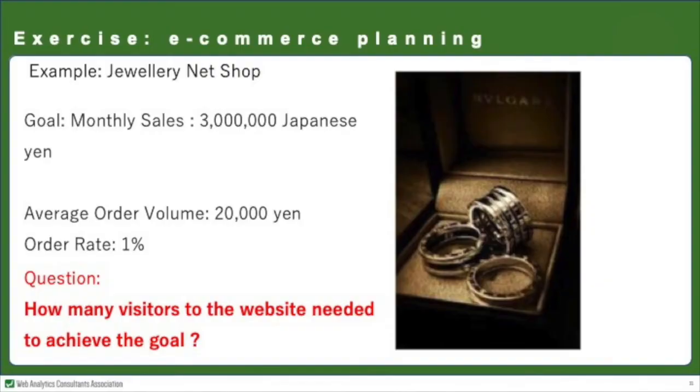Please pretend that you are the webmaster of a jewelry net shop. This is an e-commerce site, and you have to make money on this site. The KGI goal is monthly sales of 3 million Japanese yen. The next information is average order volume equals 20,000 yen.